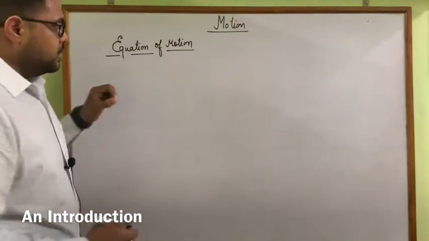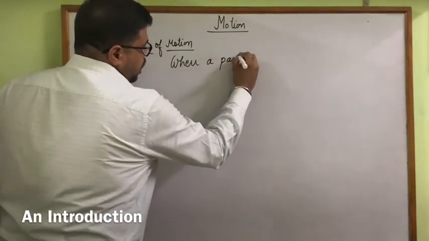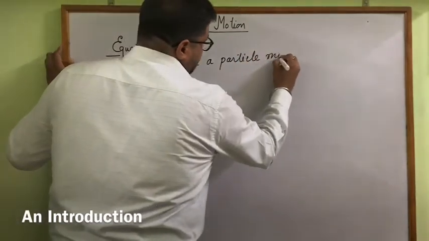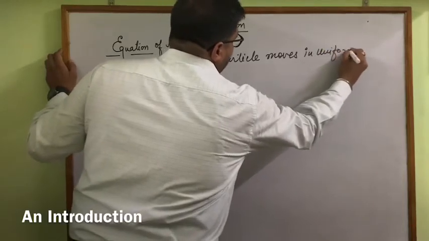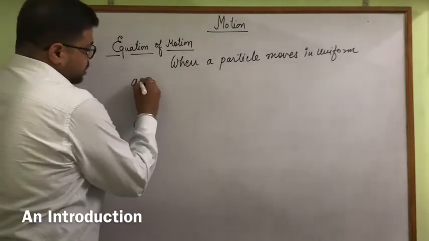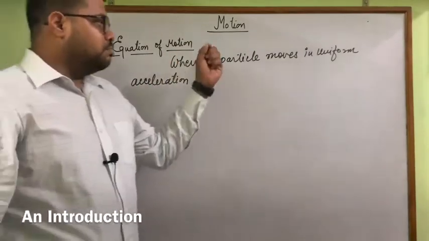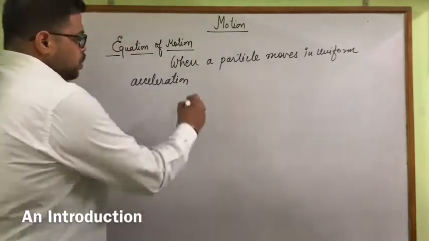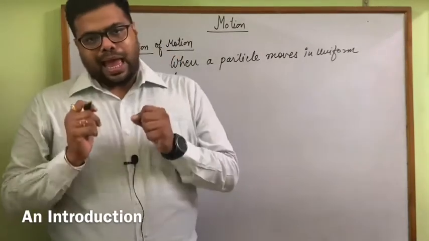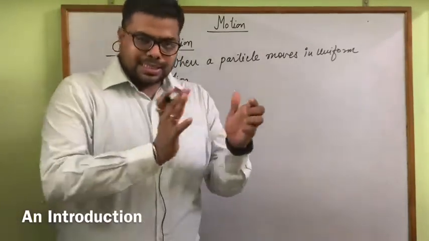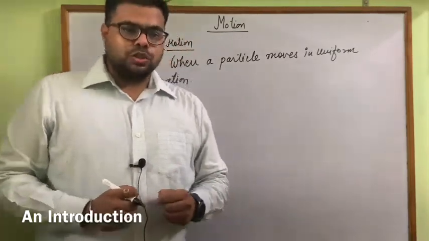Now when a particle moves in uniform acceleration, remember this is a very important condition. The particle must move with uniform acceleration. So we can relate velocity, acceleration, time and the distance covered in a particular time, and this set of equations is known as the equations of motion.